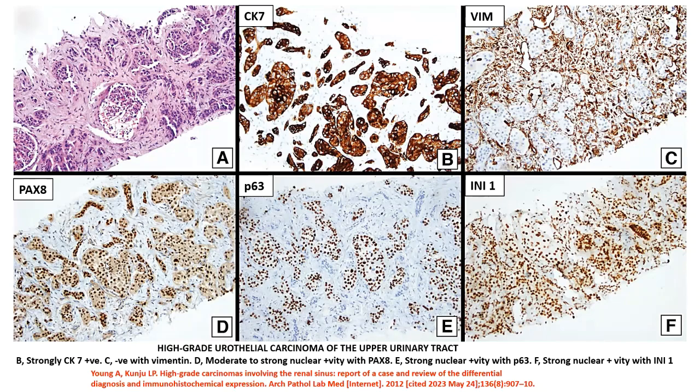Now remember that PAX8 does not automatically translate into a collecting duct carcinoma, because quite a few of the upper urinary tract urothelial carcinomas can also express nuclear PAX8. P63 is positive within these cells, which would be unusual in the case of a collecting duct carcinoma. INI1 expression is retained in these tumor cells, so a renal medullary carcinoma is not being considered.